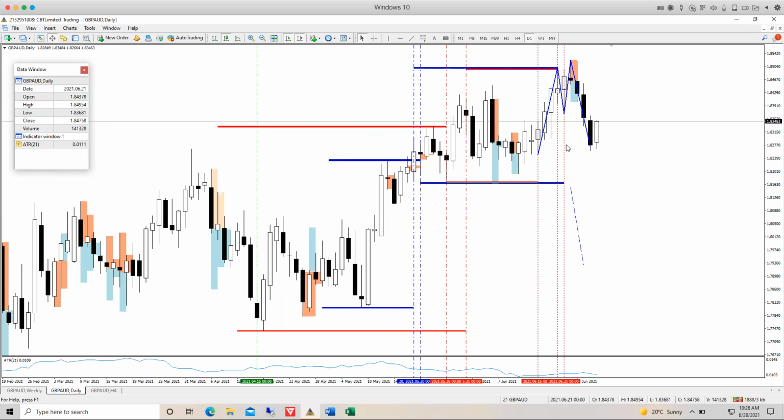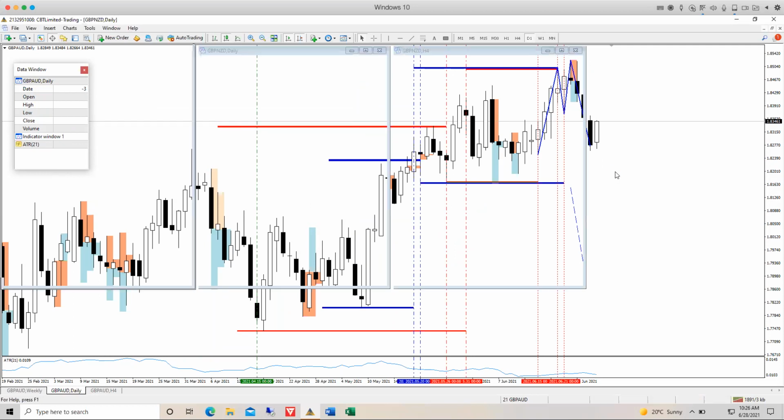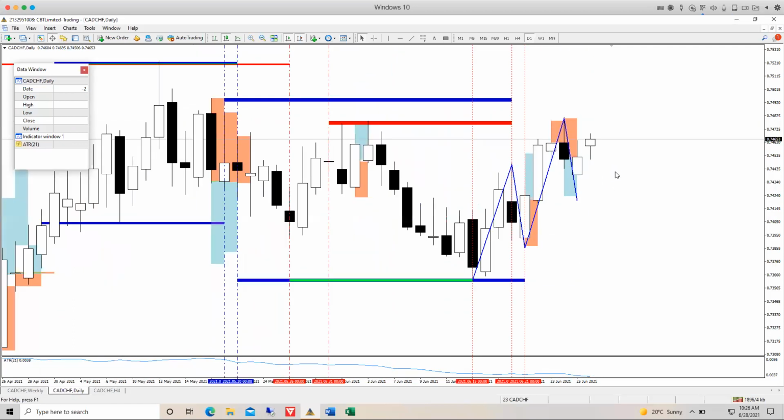Yeah, that's pretty much it. We didn't even have an opportunity to look at a hybrid yet, I believe. Okay, so moving on past our GBP crosses. So CAD Swiss here on daily.